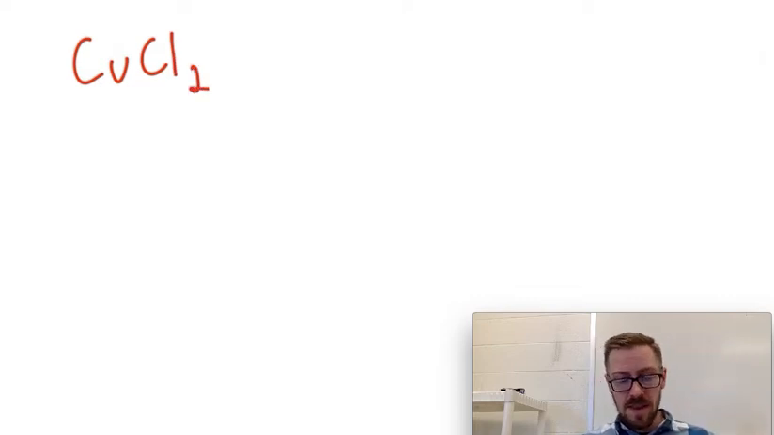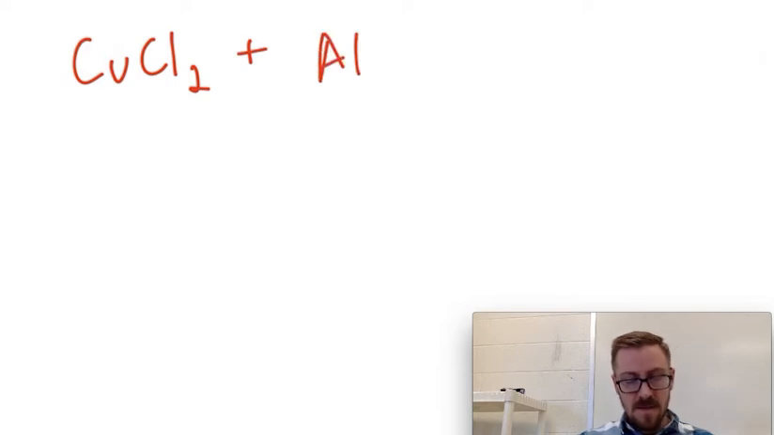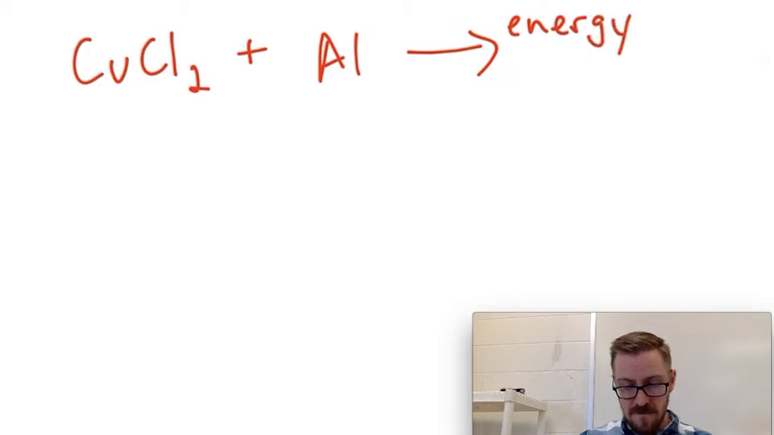Another experiment we did in class was we took copper chloride, CuCl2, that was like blue liquid, and we added aluminum foil, Al, to it, and it produced a lot of heat. So I'll put that here, energy. We'll come back to that another day.